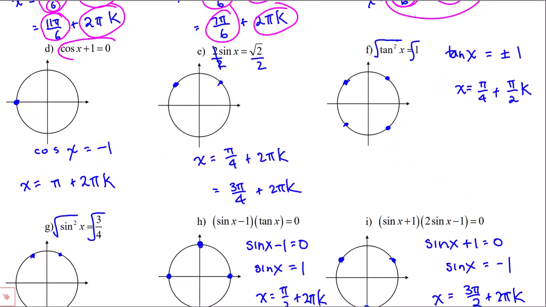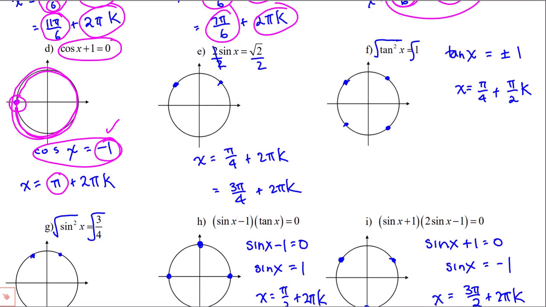Here we can get cosine of x by itself, and it's -1. And cosine is x. When is x -1 on the unit circle? Well, that's right there. And isn't that pi? That's the only place where cosine is negative. So I go 2 pi, 4 pi, 6 pi, all multiples of 2 pi.